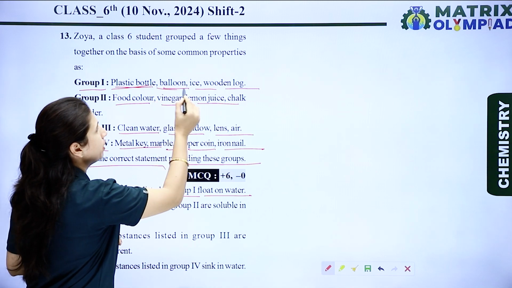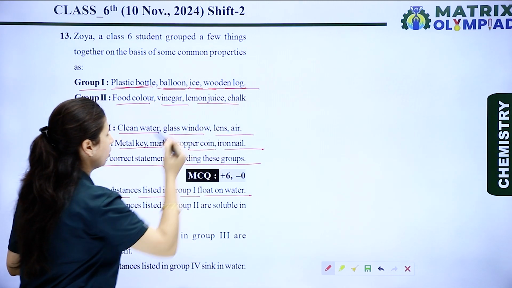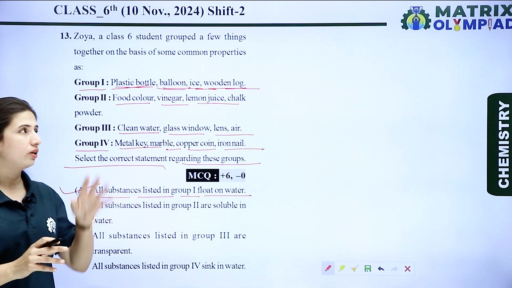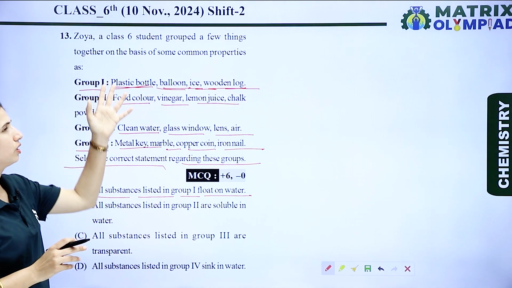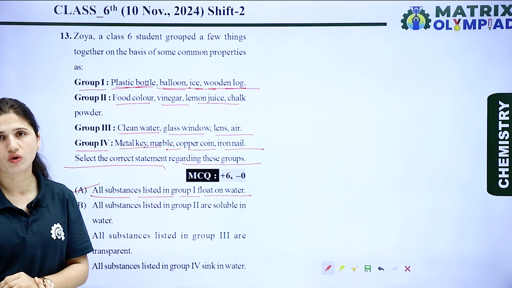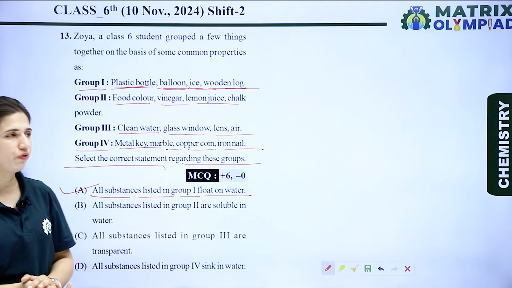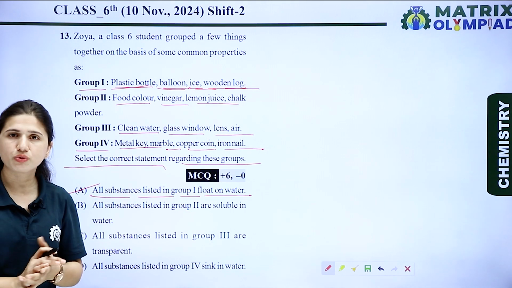Plastic bottles, balloon, ice and wooden log. Yes, this is completely a true statement. We know that all particles which are placed in group first are less dense than water. So because of their less density, they can float on water. So the first statement is completely a true statement.